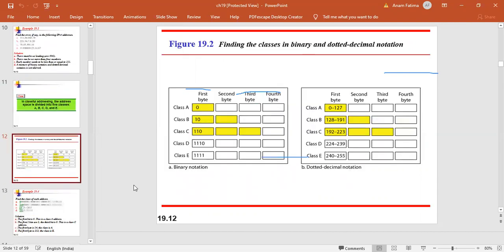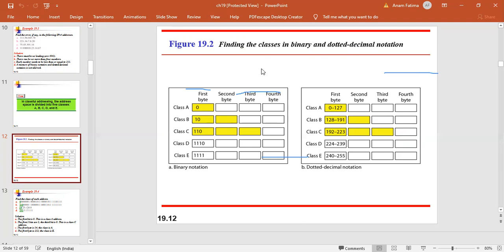Right, what is happening in classful addressing is that your 32-bit address space is divided into 5 classes. What are these 5 classes? A, B, C, D, and E. All right, and whenever you're given an IP address, you can identify which class your particular address belongs to.